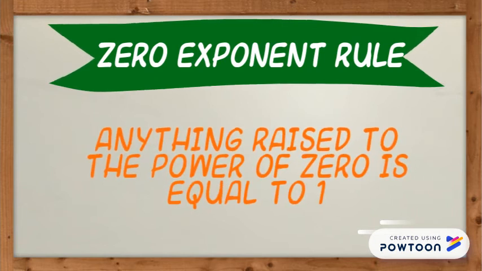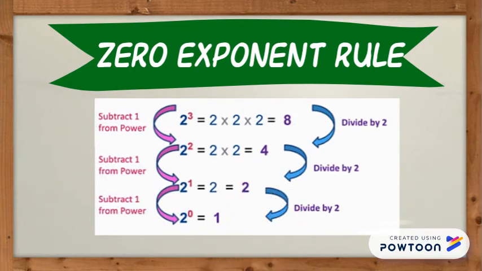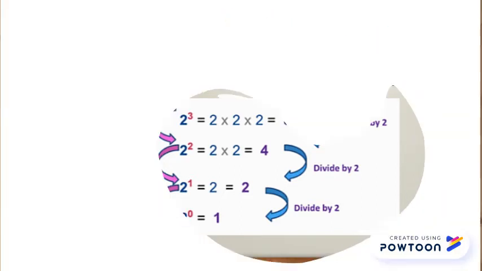Zero exponent rule. Anything raised to the power of 0 is equal to 1. Take a look at the screen. Every time you subtract 1 from the exponent, your answer ends up being the previous answer divided by 2, or the base. By the time we get to 2 to the power of 0, the previous answer is 2. You divide it by 2, which equals 1.